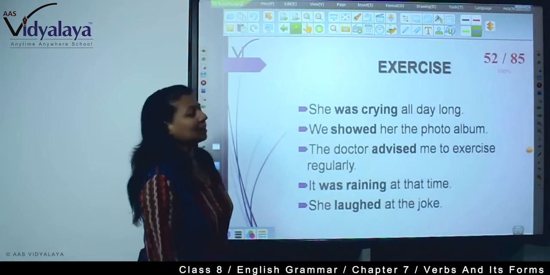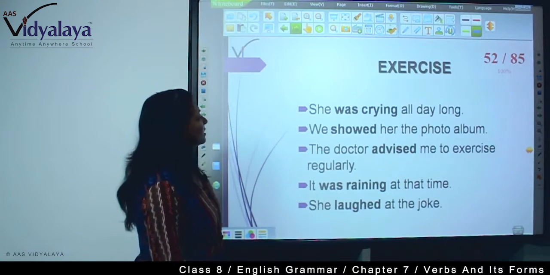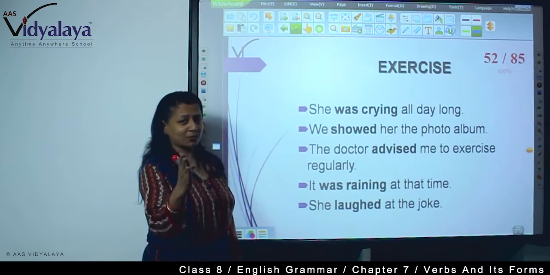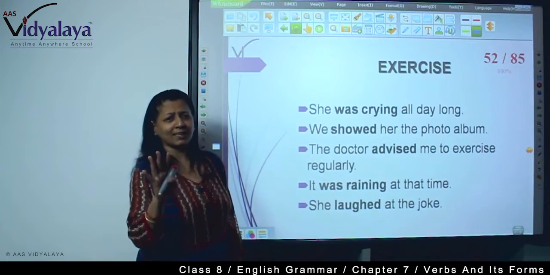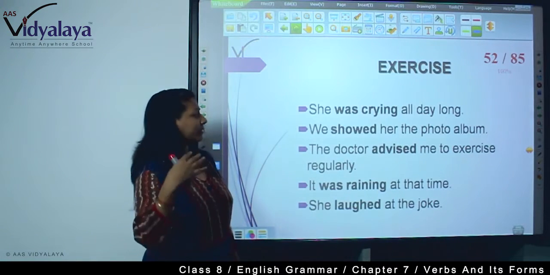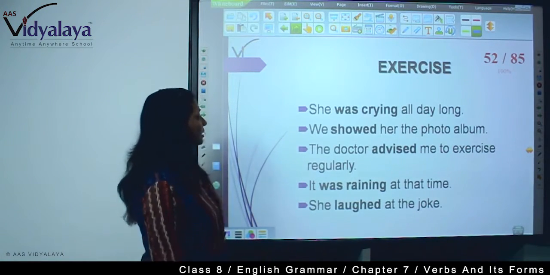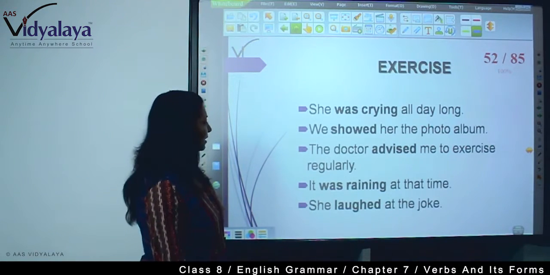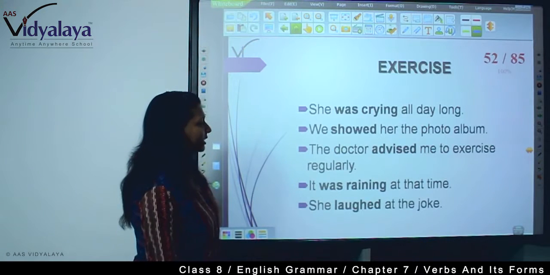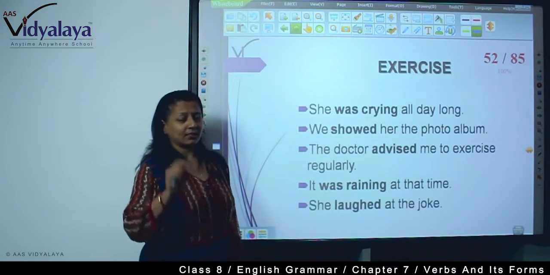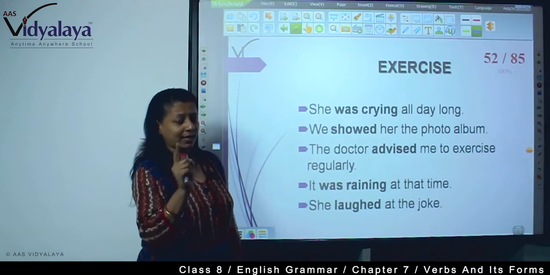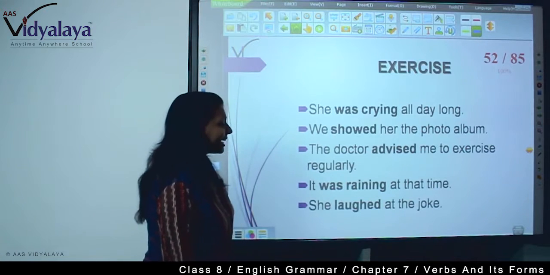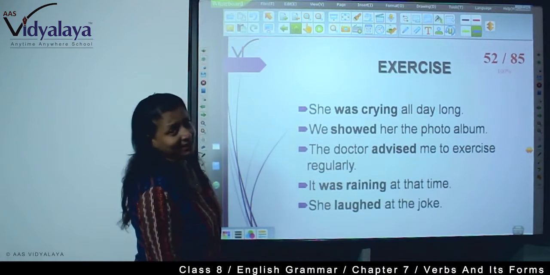Then an exercise on transitive and intransitive. "She was crying all day long." Here you will have to find whether the object is there or not, or you just simply think whether you can turn this sentence into passive or not. She was crying all day long. We showed her the photo album. The doctor advised me to exercise regularly. That means subject or object you will have to find, and if you find an object, that is a transitive verb. It was raining at that time. She laughed at the joke.